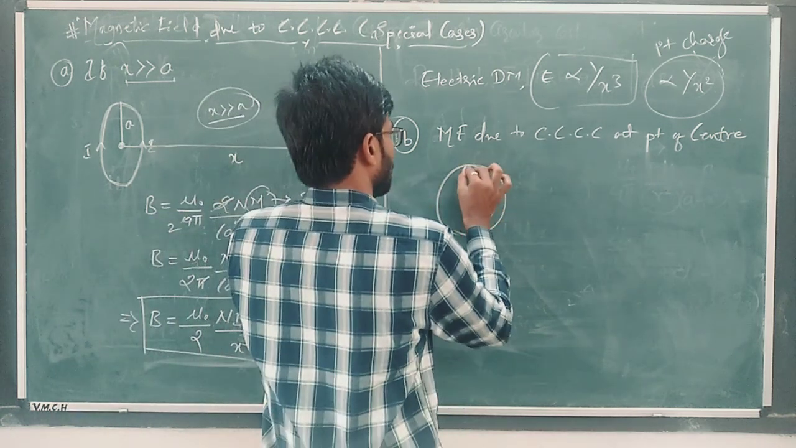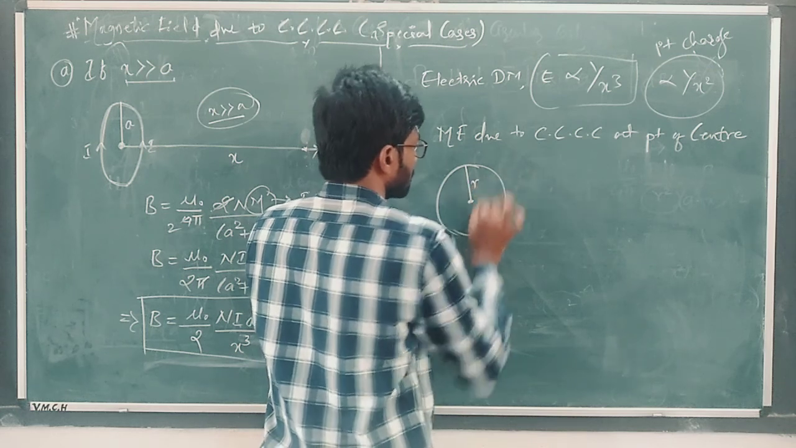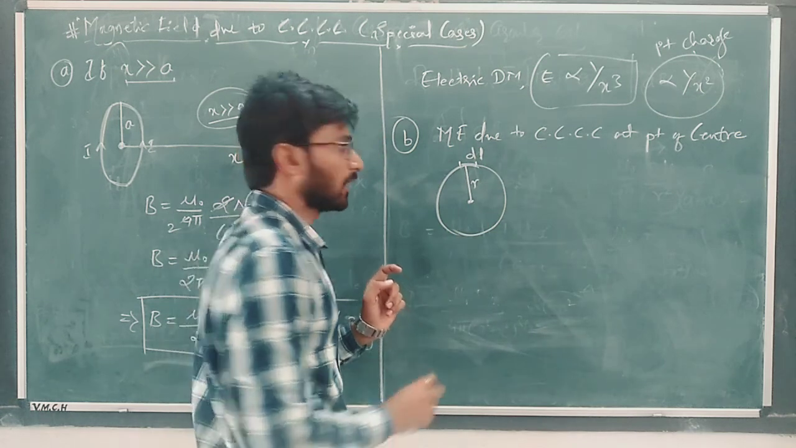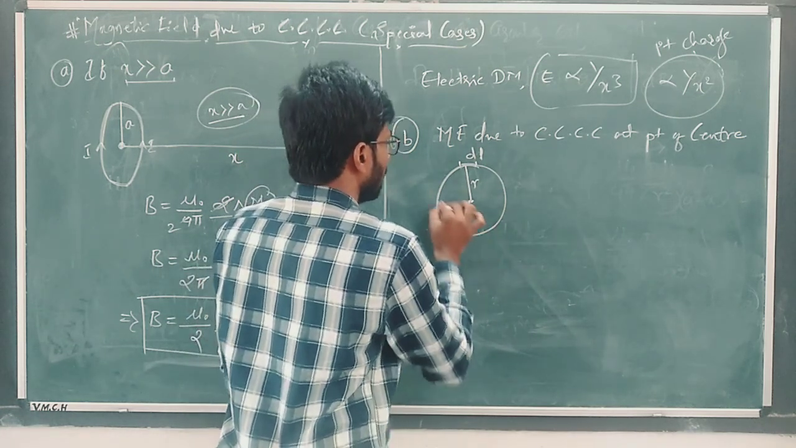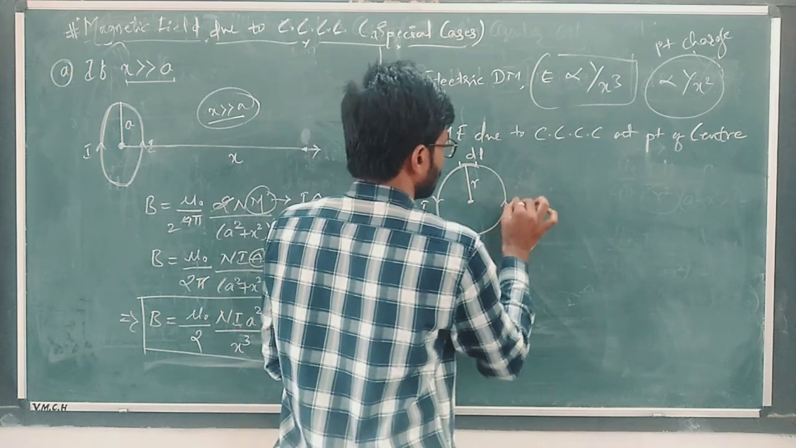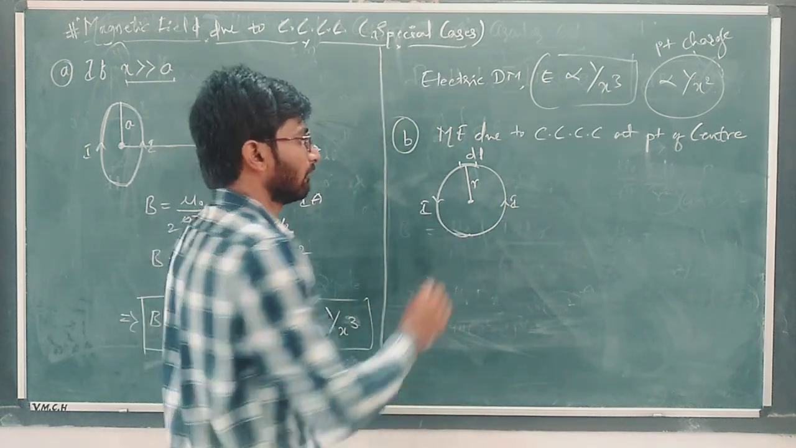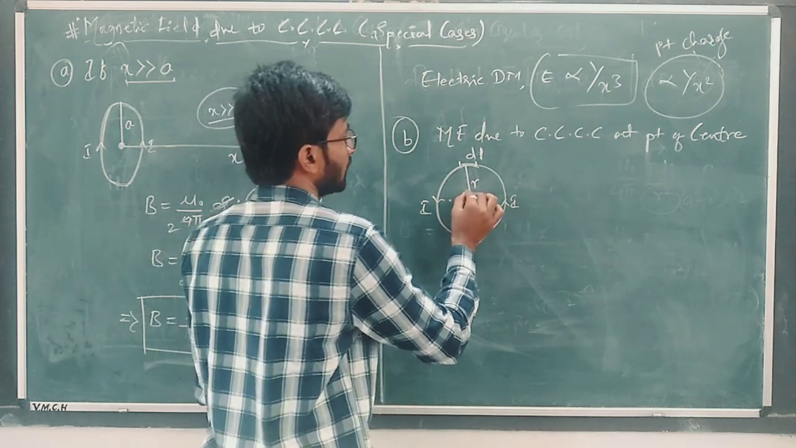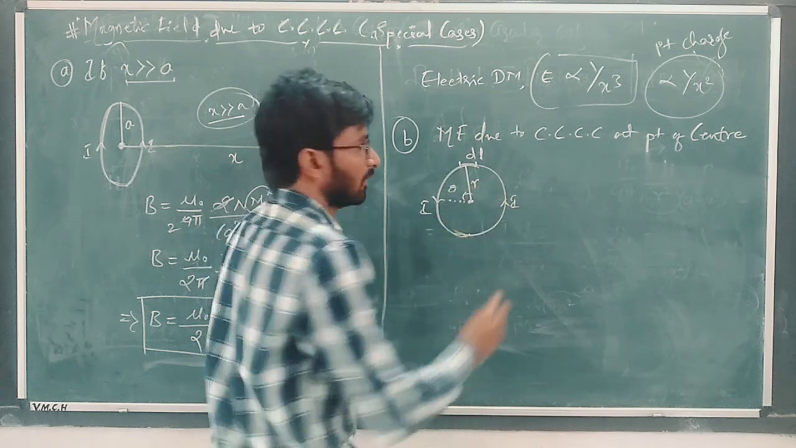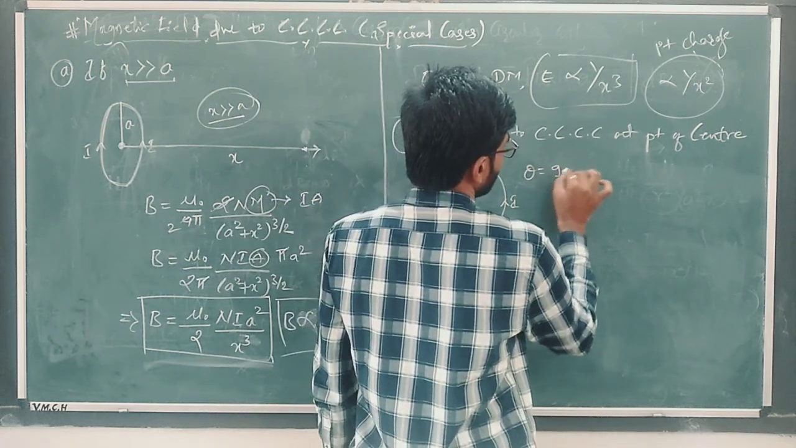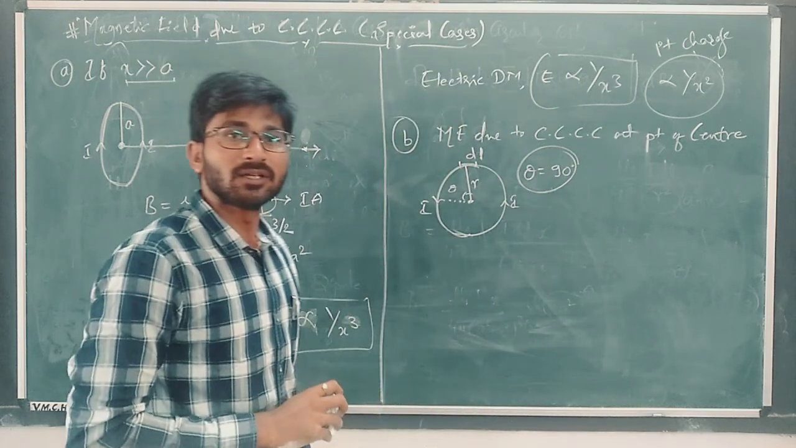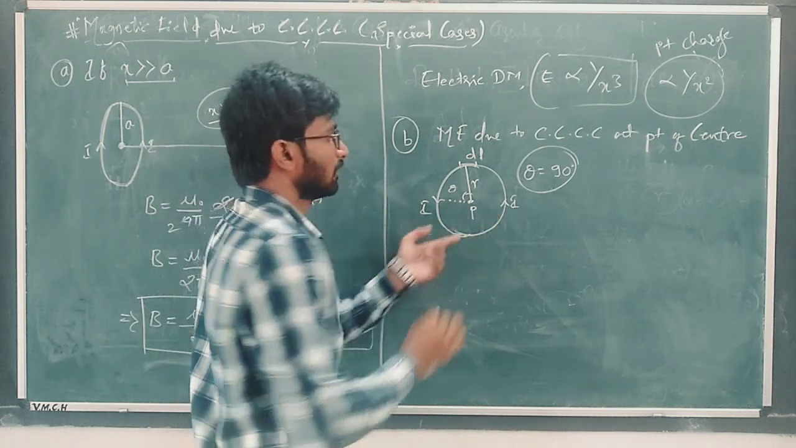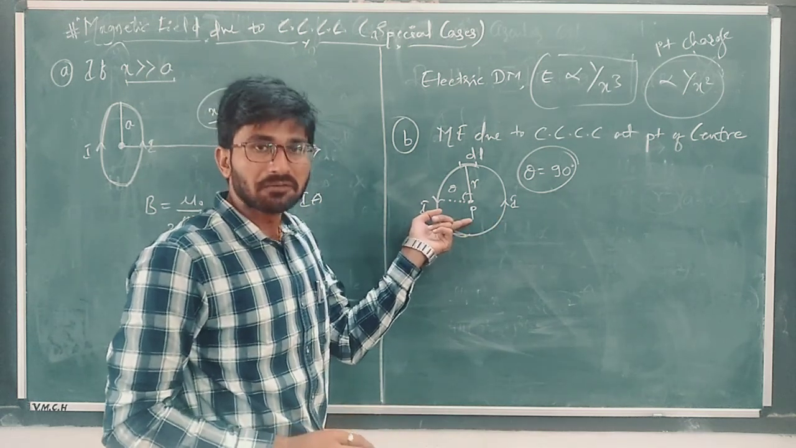And now for this I had considered the radius as R, and you can consider this one as the small element dl. And this is the current I. With respect to that, I can consider the angle theta, and from this the angle is 90 degrees, which is always 90 degrees for this case, because at this point you are going to find the magnetic field.